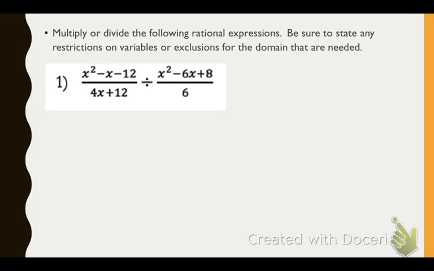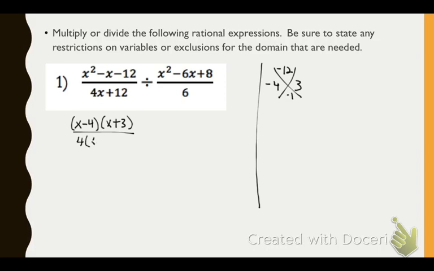So the first thing we want to do is factor any numerator or denominator that we can. The numerator on the left is a trinomial, so we're looking for two numbers that will multiply to give us a times c, which is negative 12, and combine to give us our b value, which is negative 1. Negative 4 and 3 will do that for us, so we can factor that as x minus 4 times x plus 3. With our denominator, we just have a common factor of 4 that we can divide out, and it's the greatest common factor, so we'll be left with x plus 3.